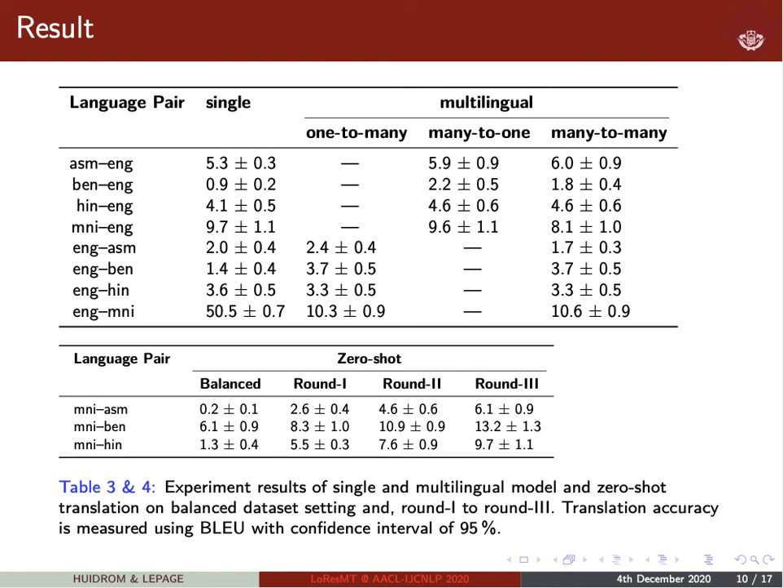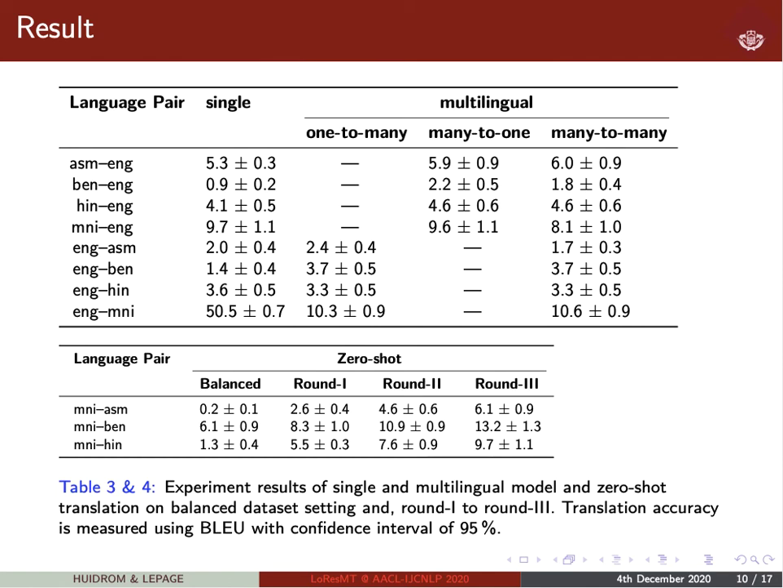And moving on to our second table, we can see that as we progress over round 1, 2, and 3, the translation accuracy increases. Another thing that we can observe is that Manipuri to Bengali performs the best among all the 3 listed language pairs here.